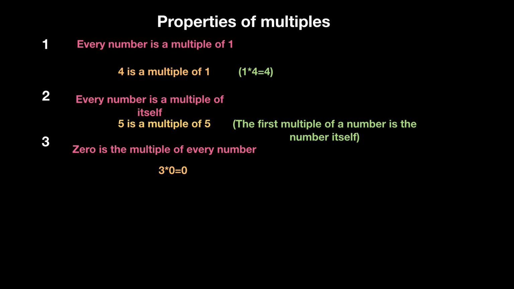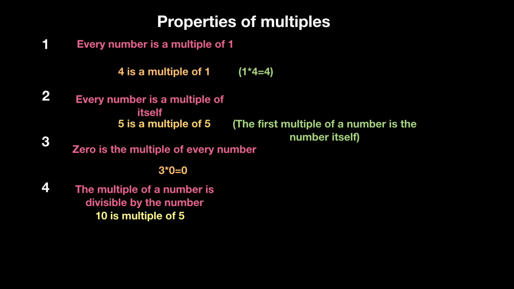Next one is the multiple of a number is divisible by that number. An important property. For example, 10 is a multiple of 5. We will get 10 as a multiple in the multiplication table of 5 as 5 into 2 is equal to 10. In this, we can understand 10 is divisible by 5. That is, 10 by 5 is equal to 2, which is completely divisible without any remainder.